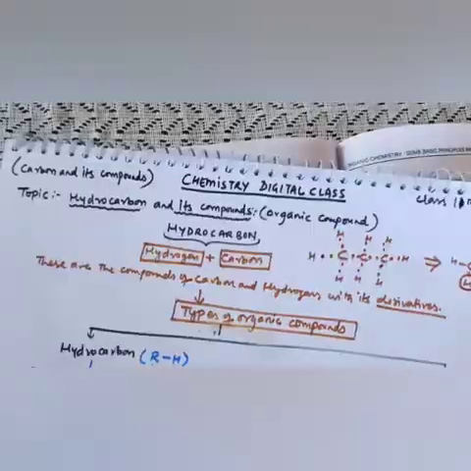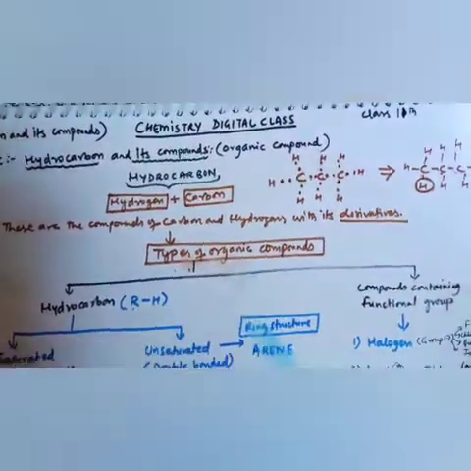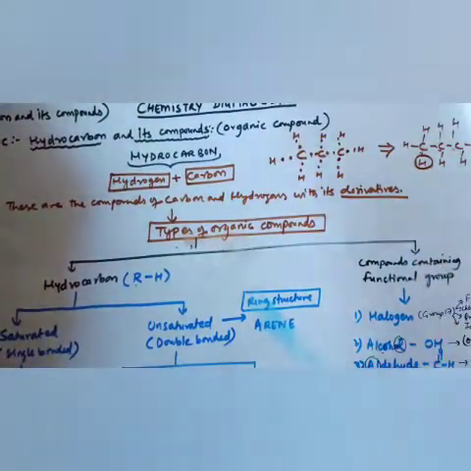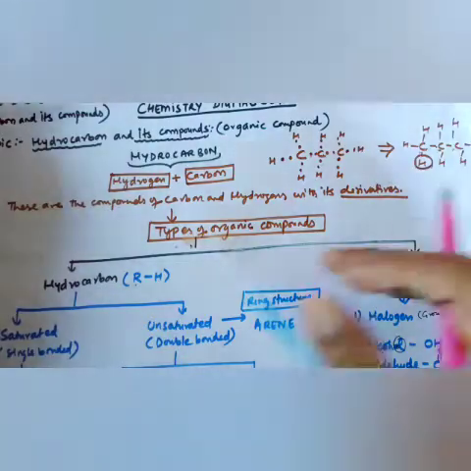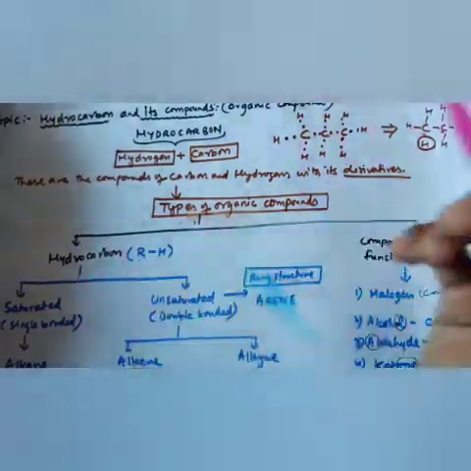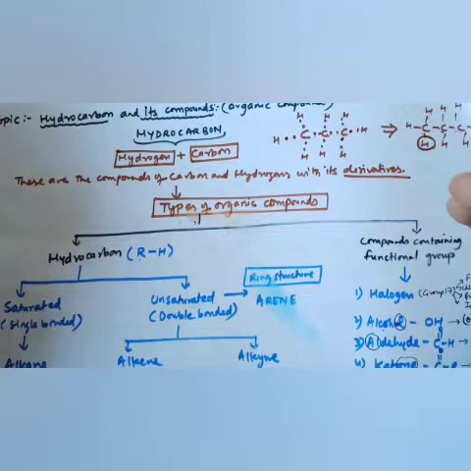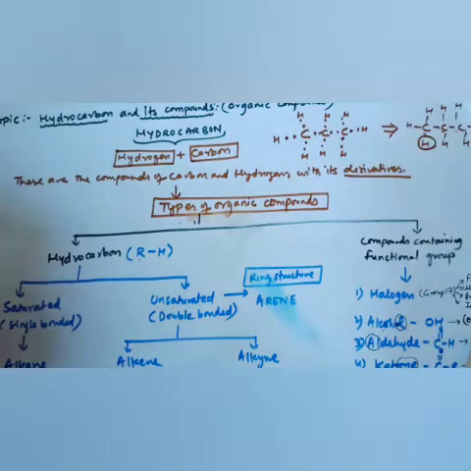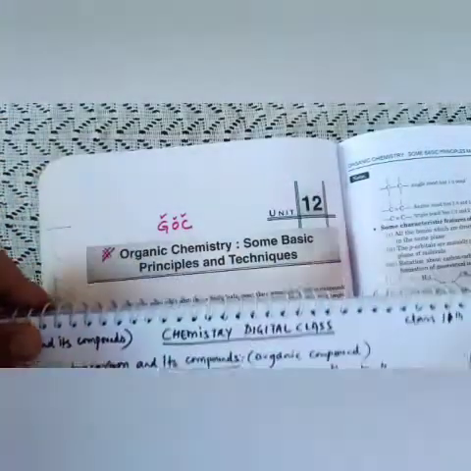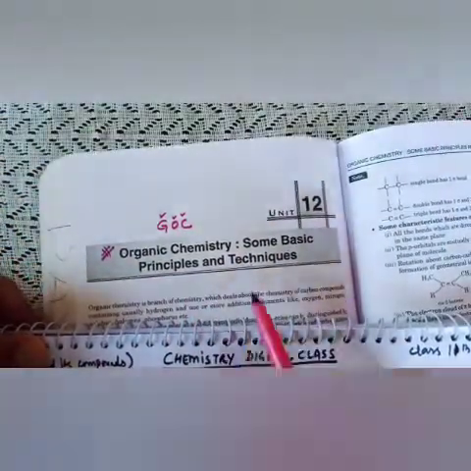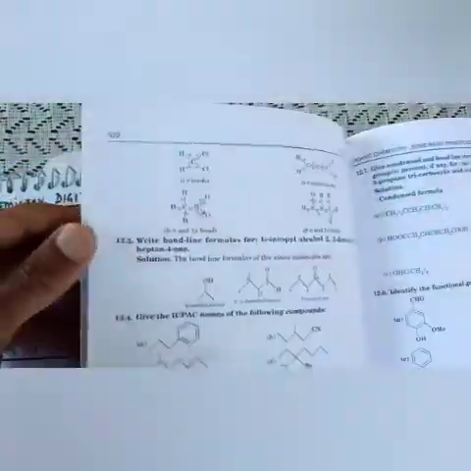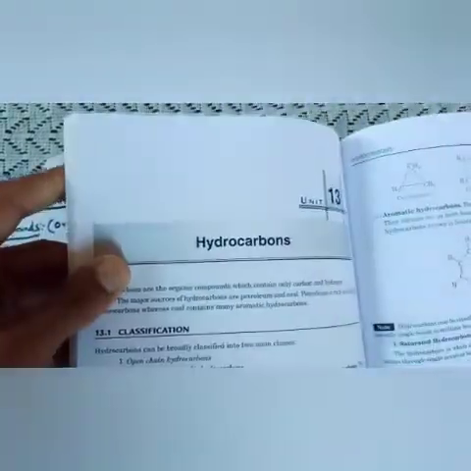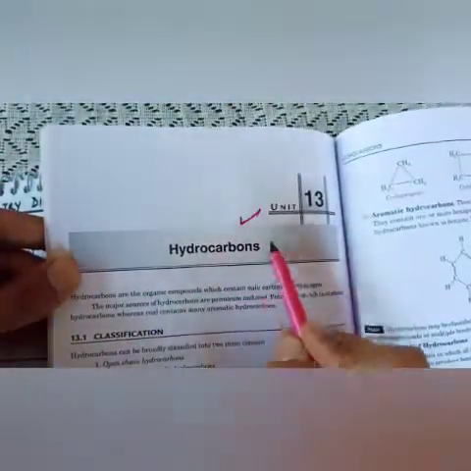Okay, so these were the properties that we will study in this chapter in detail. Today I am just going to give you a brief introduction about the chapter. Dear students, this year in +1 class, the organic chemistry is divided into 2 chapters. First is some basic principles and techniques, and the next chapter that we will study is hydrocarbon, unit 13.